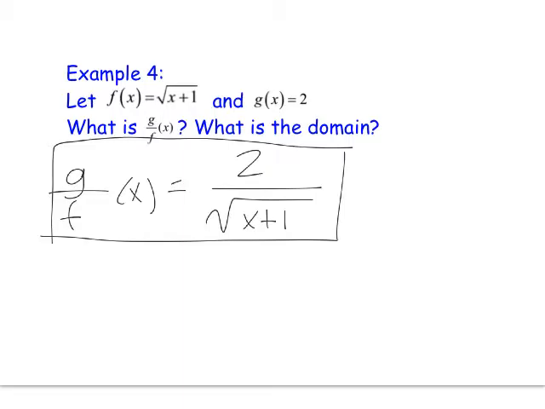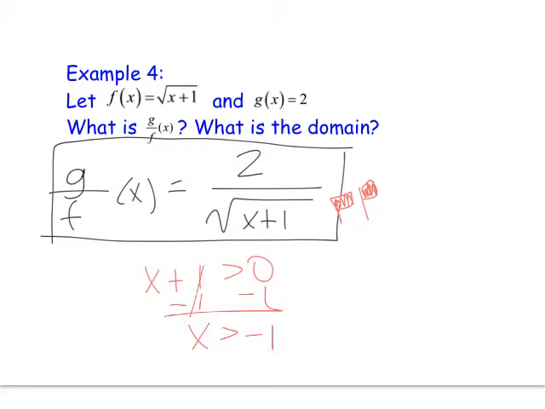This time, do I have an x in the denominator? Yes. Do I have an x under a radical in the denominator? Yes. This is what I like to call the double red flag situation. So this time, my quantity x plus 1, it's got to be greater than 0, but it cannot equal 0 because it's in the denominator. So x plus 1 is just going to be greater than 0. Subtract a 1 on both sides. I get that x is greater than negative 1.